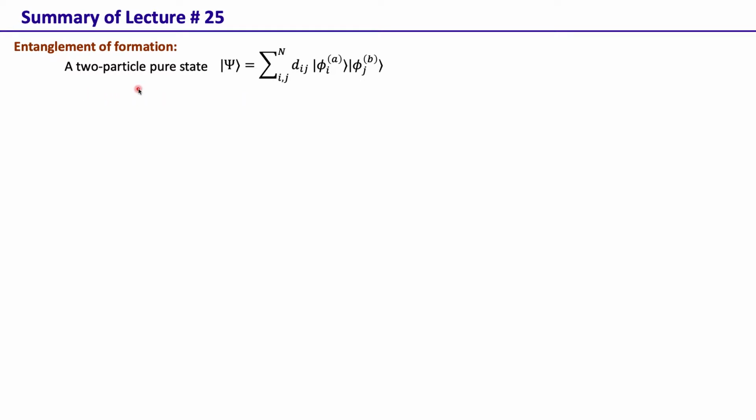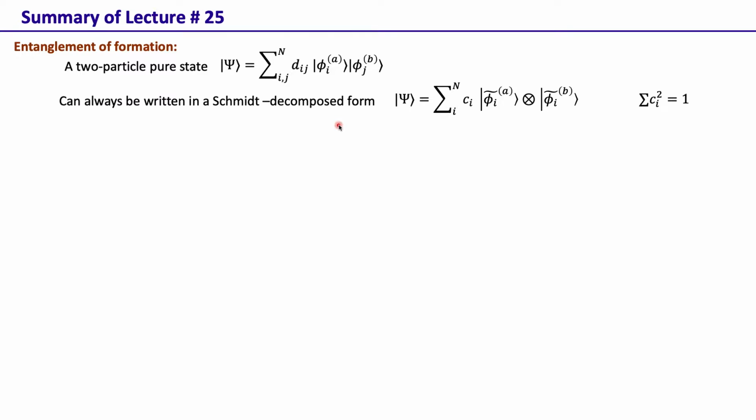A two particle pure state in any dimension can be written as a double summation. Now a two particle pure state can always be written in a Schmidt decomposed form. A Schmidt decomposed form is essentially finding a basis, for example phi_i tilde A for particle A and phi_i tilde B for particle B, in which this double summation turns into just a single summation, and of course the sum of c_i square has to equal 1.